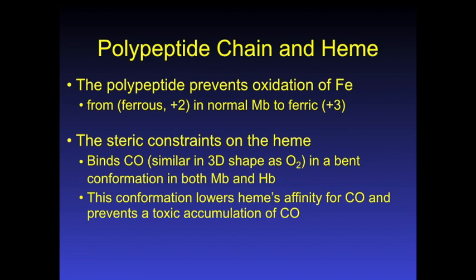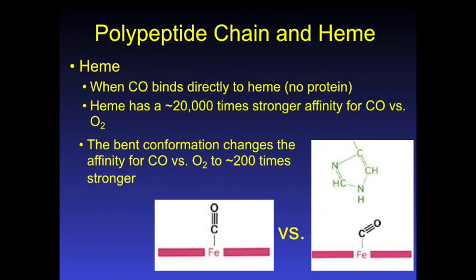Also, it will prevent carbon monoxide from binding as well. And actually, it affects carbon monoxide even more than it does oxygen. So it lowers its affinity for carbon monoxide. Quite frankly, it wasn't 10,000, it was 20,000 times stronger. The carbon monoxide versus oxygen, if you just gave them a competition, just heme without the protein. But in that bent conformation, it goes down to 200 times stronger. All right.